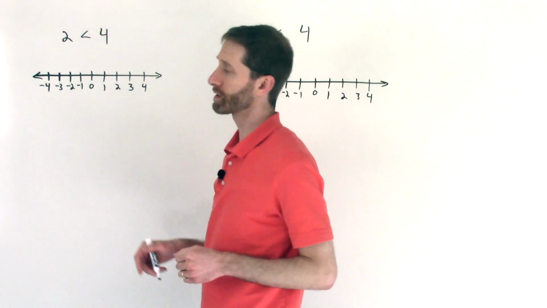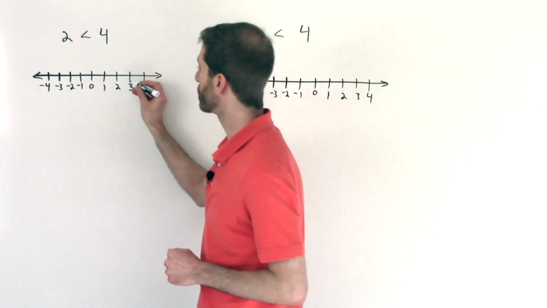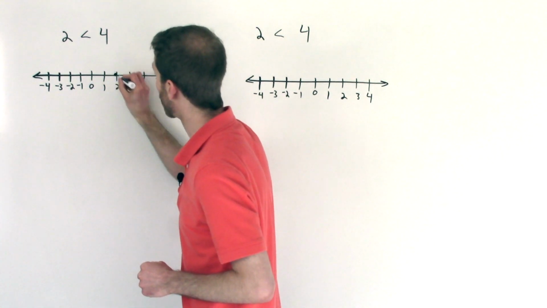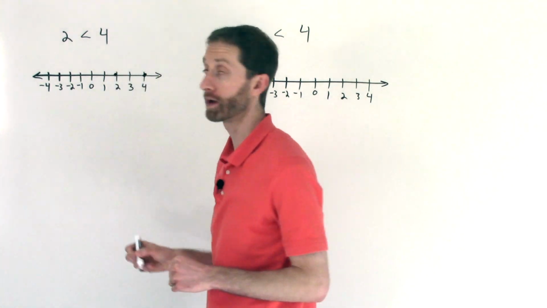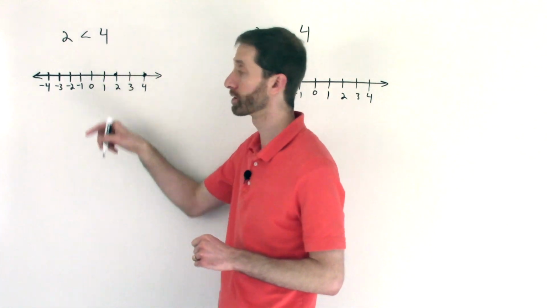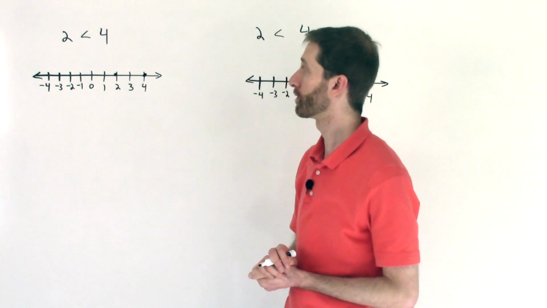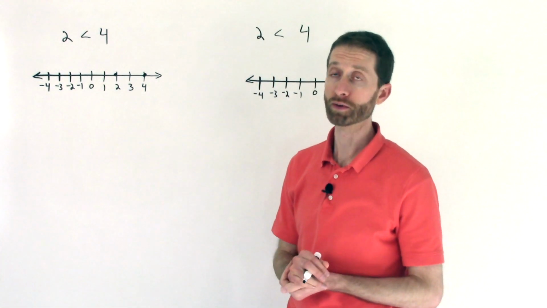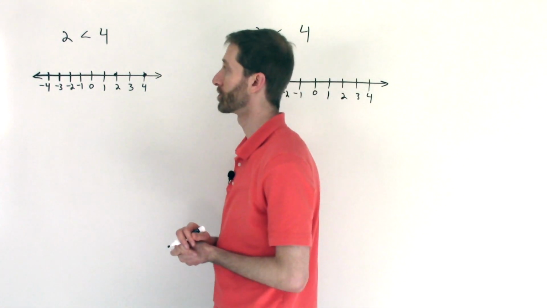So, 2 is less than 4. We know that because 2 is closer to 0 on the right-hand side of the number line than 4 is, right? 2 is 2 away and 4 is 4 away. So 2 is less than 4, or 4 is greater than 2. Two different ways of looking at the same situation.